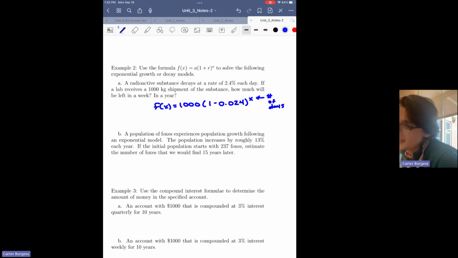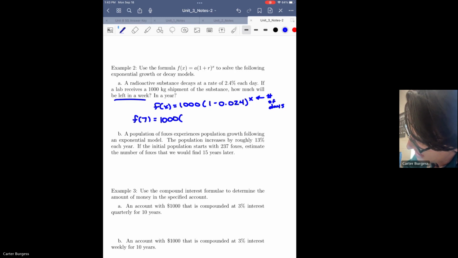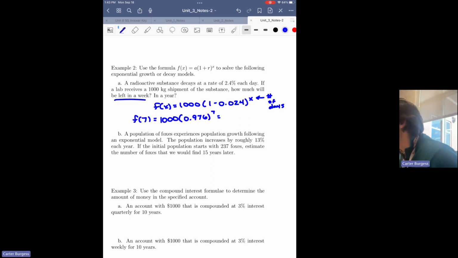All right. And so what do I need to do in order to figure out how much of my stuff is going to be left after 1 week? Raise this to the power of 7. So f of 7 is equal to 1,000 times 0.976 to the power of 7, which is equal to 843.62. Very good.